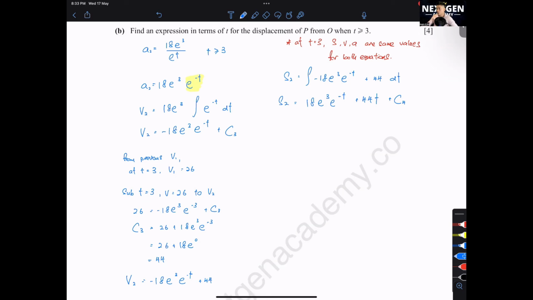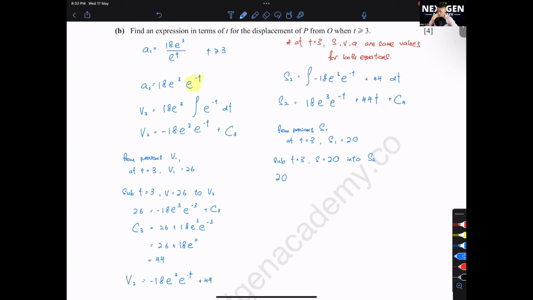From the previous question, you all go and see what the s value was. From previous s1, at t equals 3, s is equal to 20. So I'm going to sub t equals 3, s equals 20 into s2, which we calculated over here, so that I can find my arbitrary constant C4.